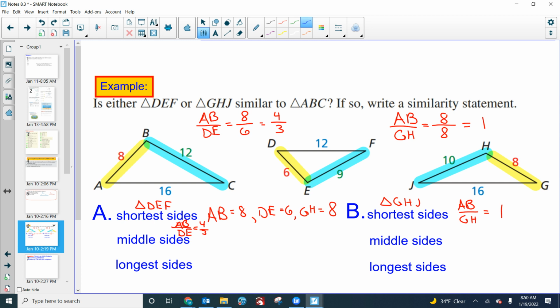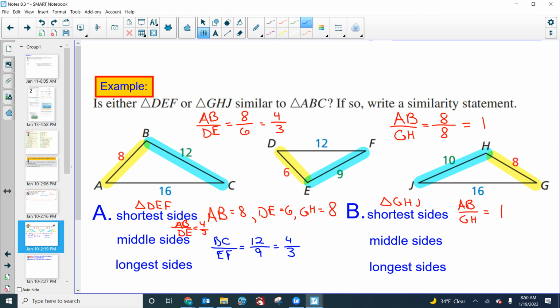All right. Well, in the middle sides, in BC, we have BC over EF. That ratio is 12/9, which reduces into 4/3. Okay, well, the shortest sides had a ratio of 4/3. The middle sides have a ratio of 4/3. We're good so far between ABC and DEF.